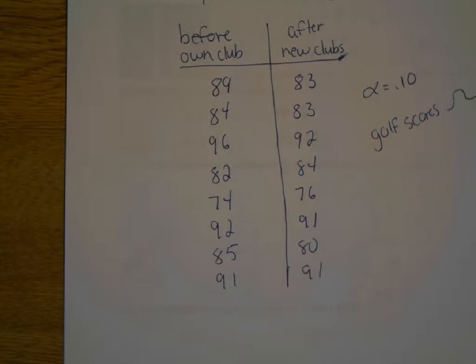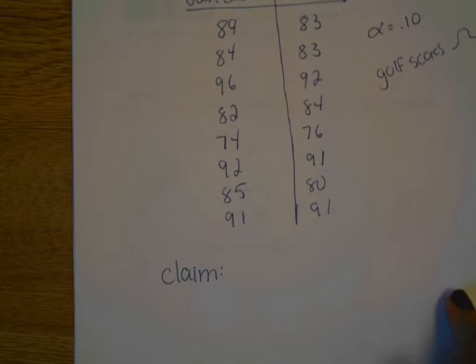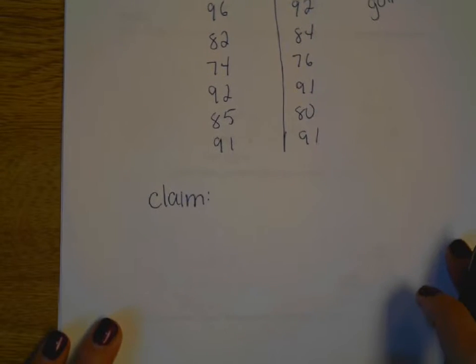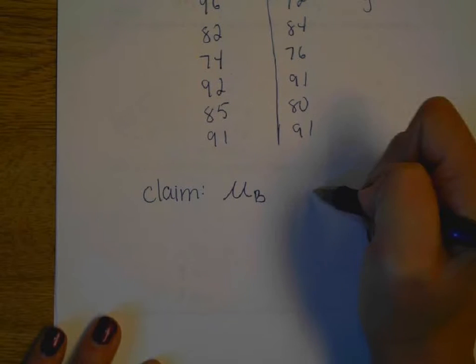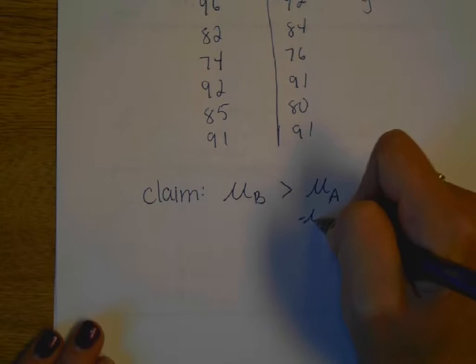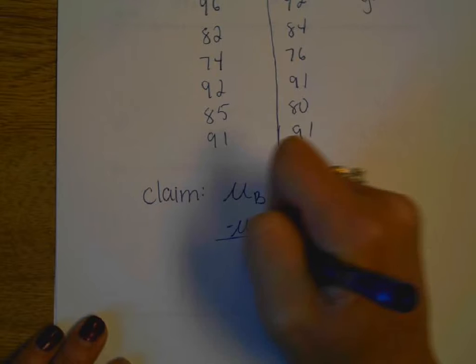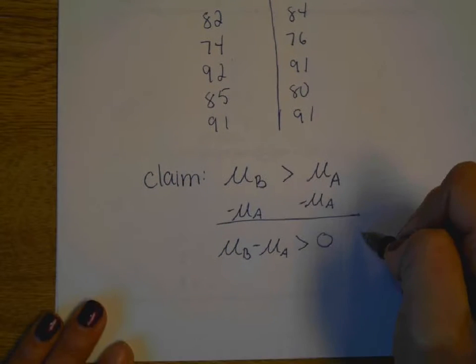Okay. So it's rewrite the claim. So, rewriting the claim, what are they saying about the mean before versus the mean after? Greater than? Okay, greater than. And we want to write it as a difference, just like before, so we'll subtract the mean after. So mean before minus mean after is greater than 0. That makes that the Ha.